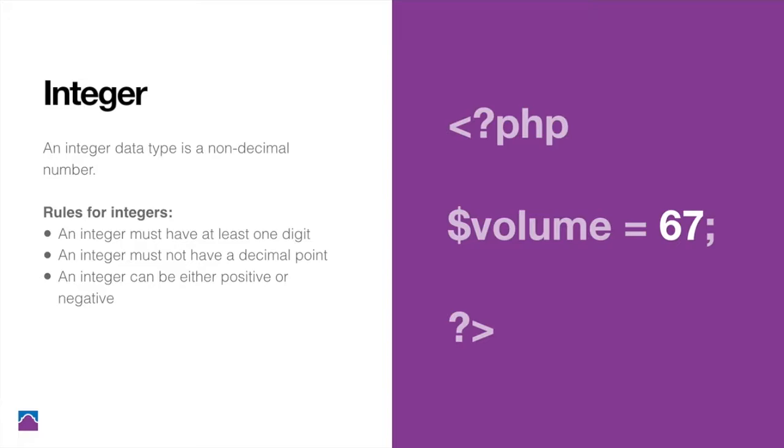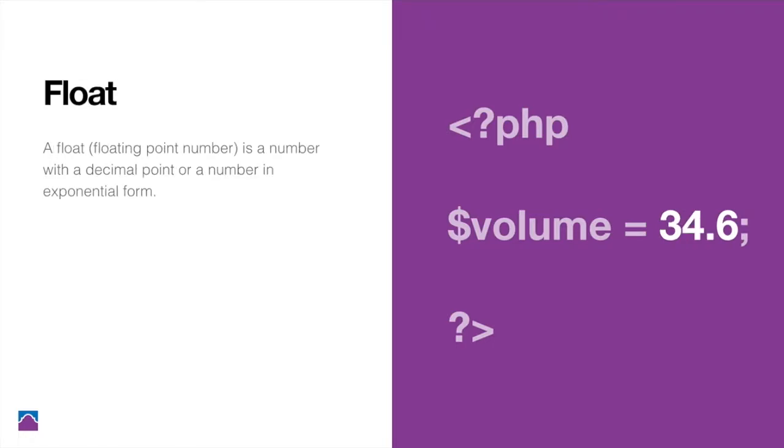The other variable type is an integer. So this one's a non-decimal number and should have at least one digit and can be either positive or negative. That one's pretty straightforward. The float variable type is essentially the integer type, but with the decimal point. So you have a decimal place for it.